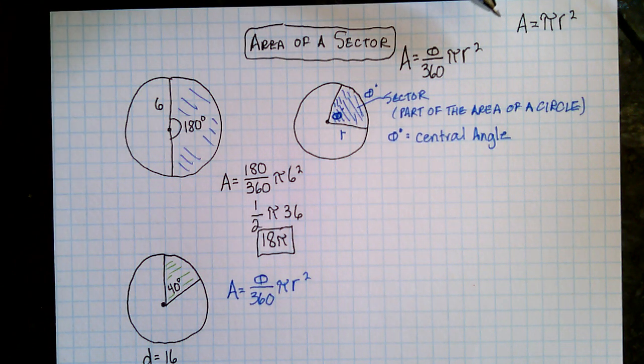This is area of a sector. Just recall the important information before this is that the area of an entire circle can be found by taking pi times the radius squared.